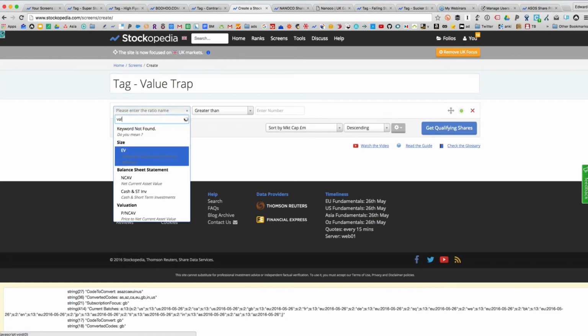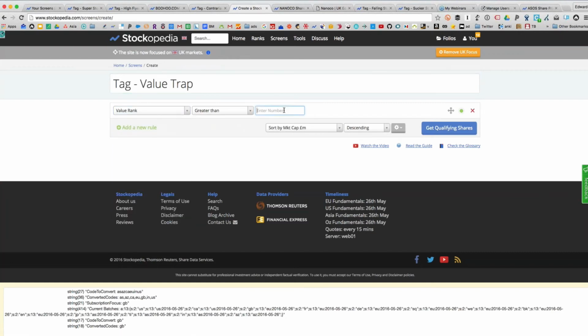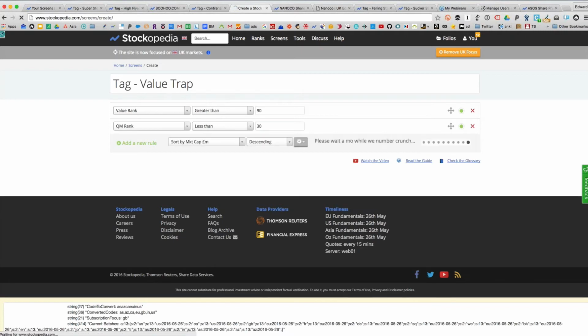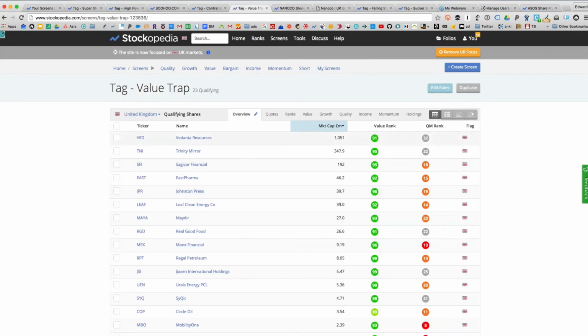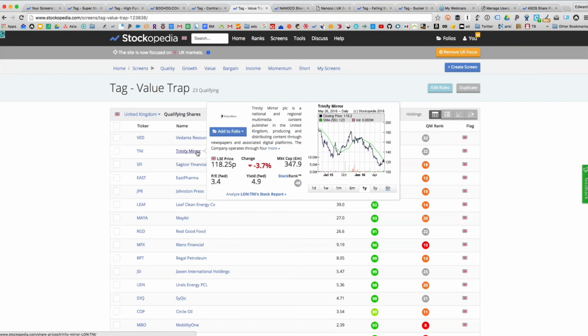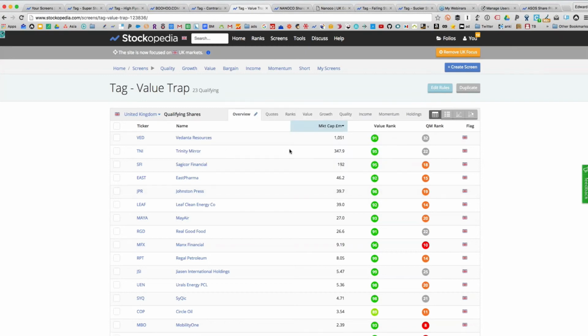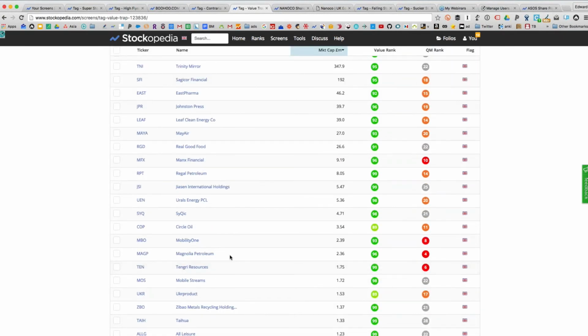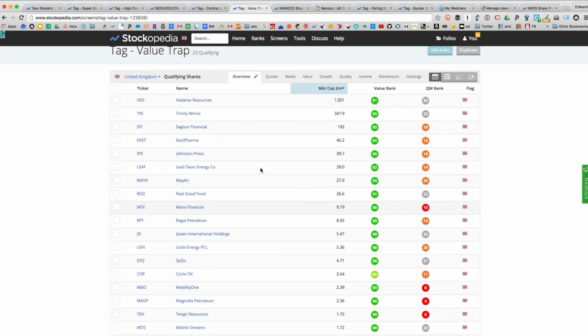But a value trap will tend to have a value rank that's very high, let's say 90 plus. And it will often have quality and momentum quite low. So let's have a look just for, let's say, less than 30 and see what comes out in the wash. Right, I mean, okay, like we were saying, Trinity Mirror, we were just looking at it, possibly a value trap now. And often you find in here a lot of business models that just aren't working.